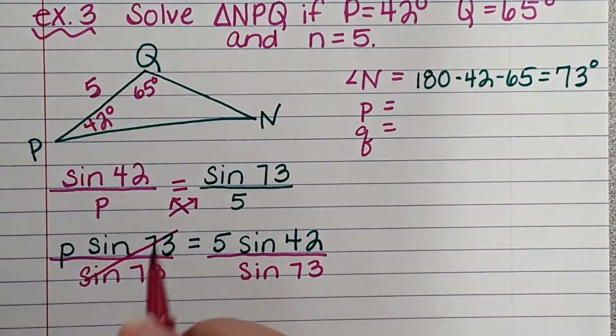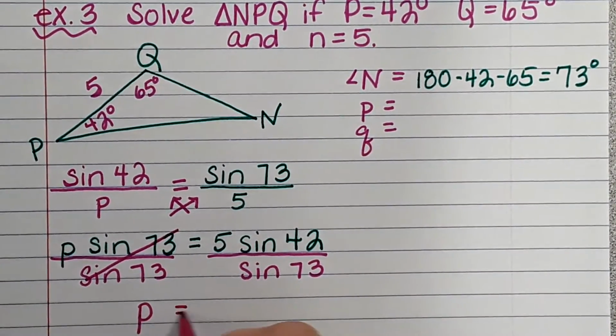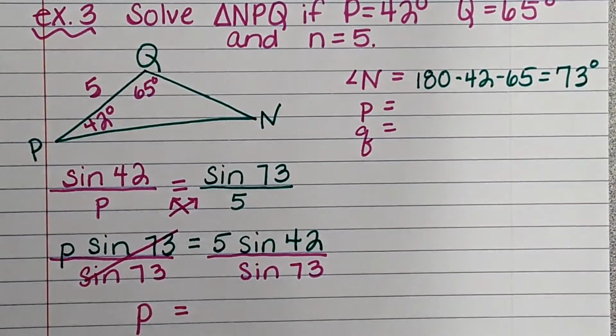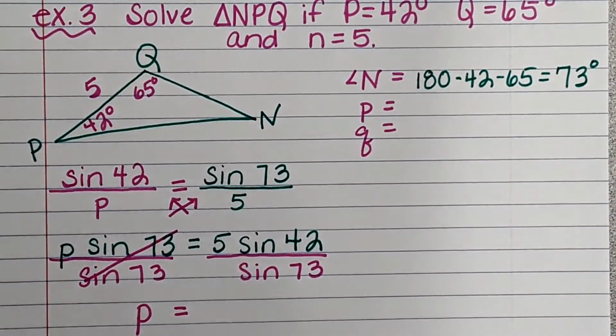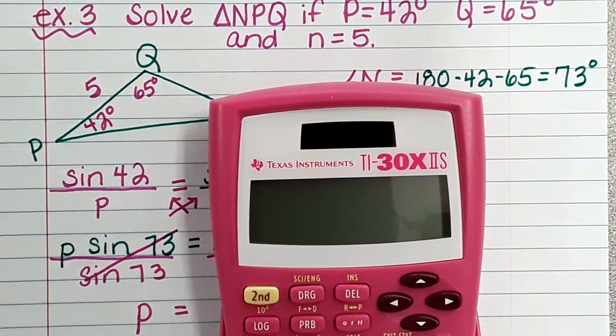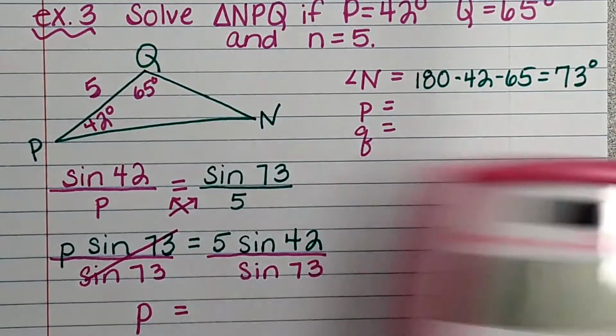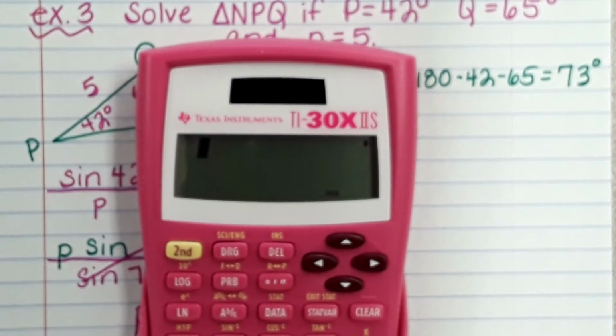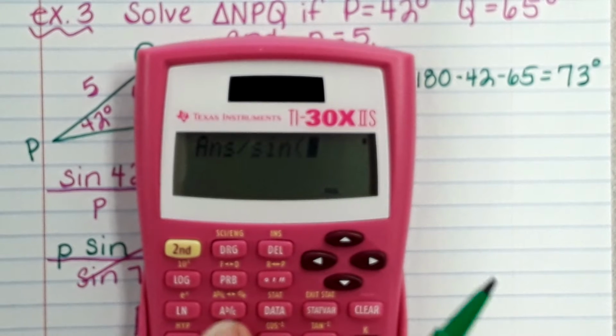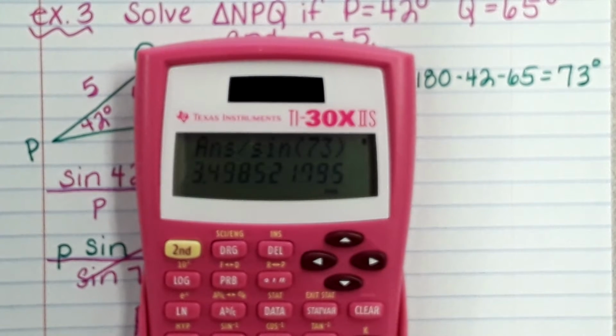These cancel out, and I'm left with p. Now in your calculator, if you have a calculator like this, you can put it in the way it seems, but you have to put the equal sign. So this is what I did, so you know. I did 5 times sine 42. I closed my parentheses and I hit enter. And then I hit divide by sine of 73. I believe you could also do it in one swoop.